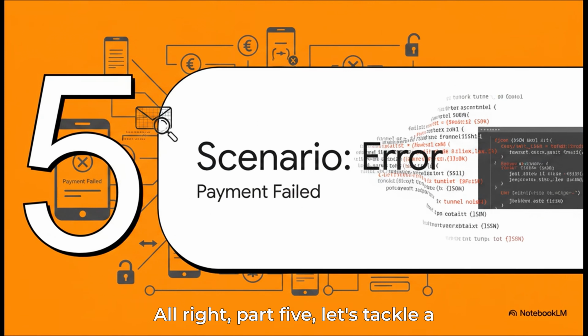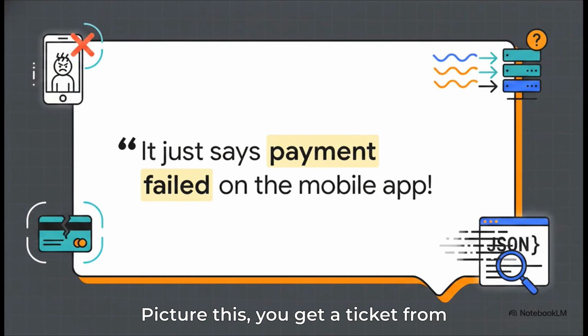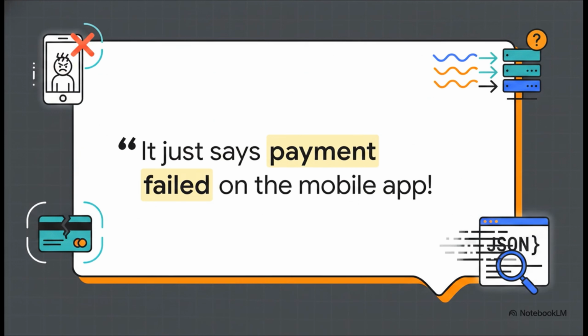All right, part 5, let's tackle a real scenario, the dreaded payment failed error. Picture this. You get a ticket from a super frustrated user. They write, "I tried to check out on the mobile app, but it just says payment failed." Look, if you're only relying on the UI, you have absolutely nothing to go on here. Is the backend down entirely? Did their credit card expire? Is the app itself sending garbage data? We need hard evidence, not guesswork.